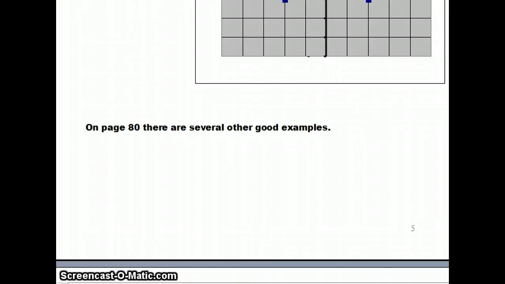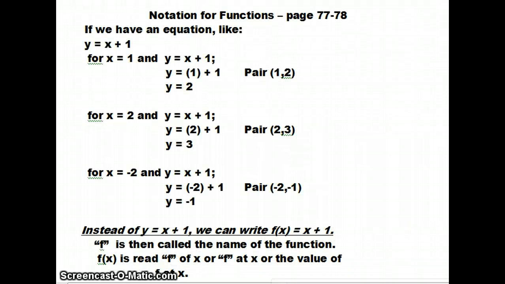A, E, and F are functions. So you may want to pause the video to look at those examples in your textbook a little bit more and understand the vertical line test. One of the most important parts of this section is on something called functional notation.